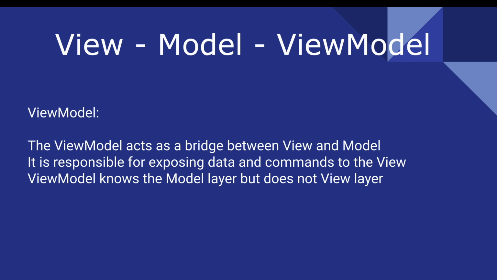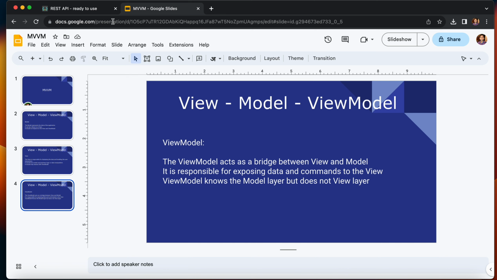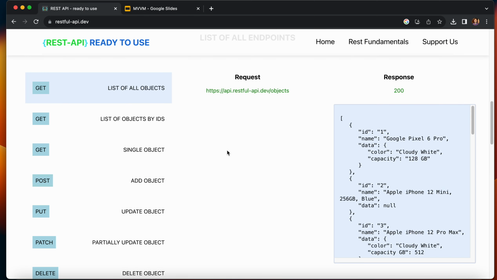And the view model acts as a bridge between the view and the model, and it's responsible for exposing the data and the commands to the view. The view model knows the model layer, but it doesn't know the view layer. This is a small overview of the MVVM design pattern.